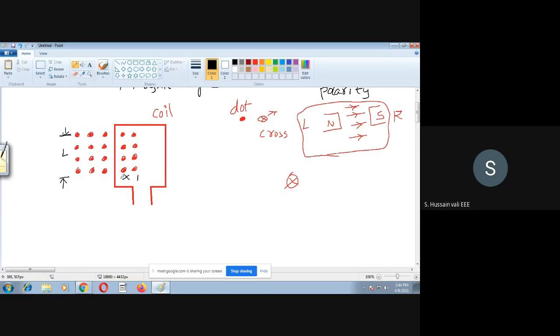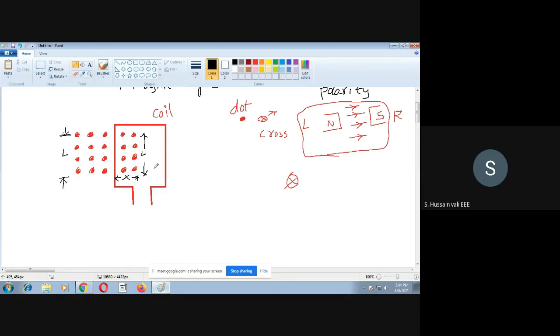X is the distance. See, x is which distance? The distance inside the coil. Whereas this height, what is this height? This height is the same as L, because you see the geometry, simple geometry, you can understand. So this is L.